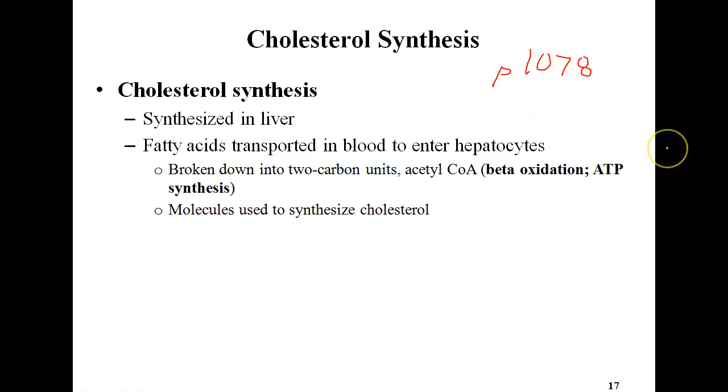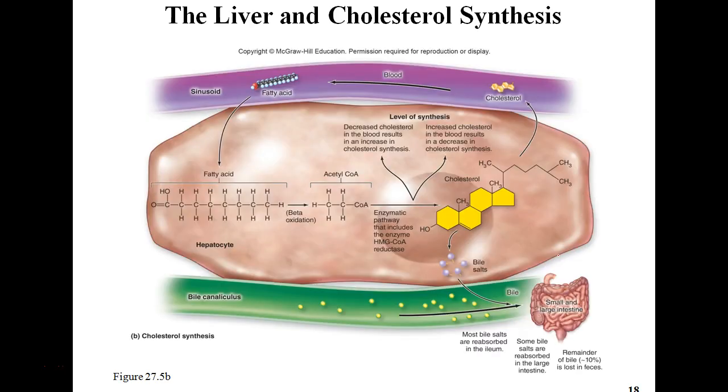And so this synthesis is going to occur in the liver, and we're going to have fatty acids transported in blood to enter those hepatocytes. We have a breakdown of these fatty acids into smaller molecular substances. Here's a diagram showing the liver and cholesterol synthesis. Let's start by getting our bearings straight on this diagram.